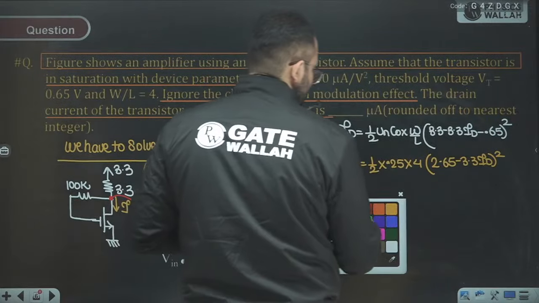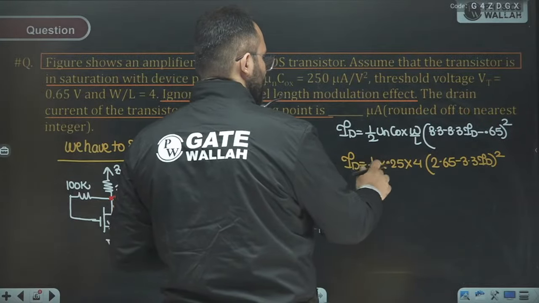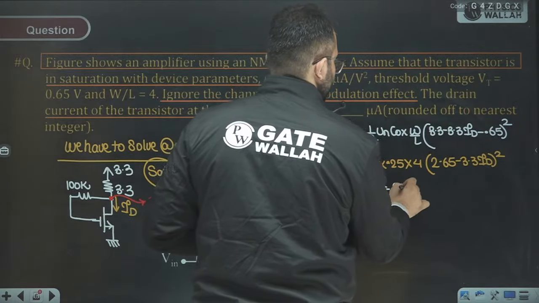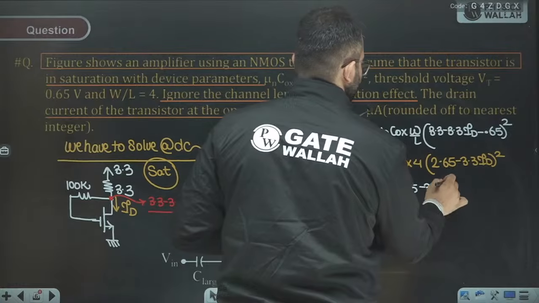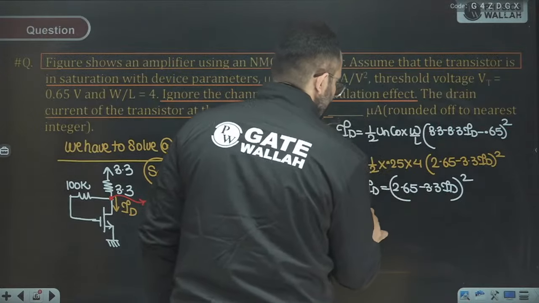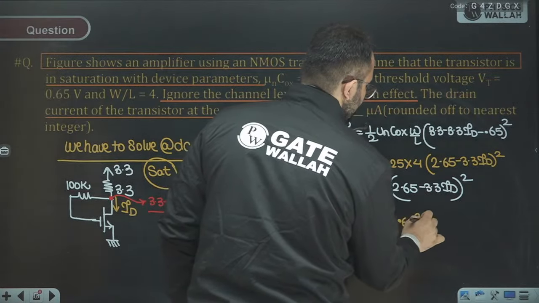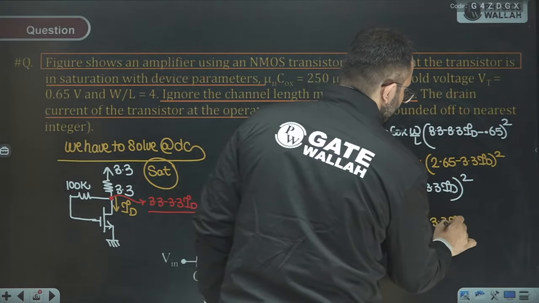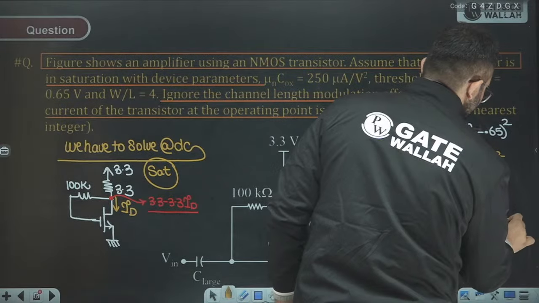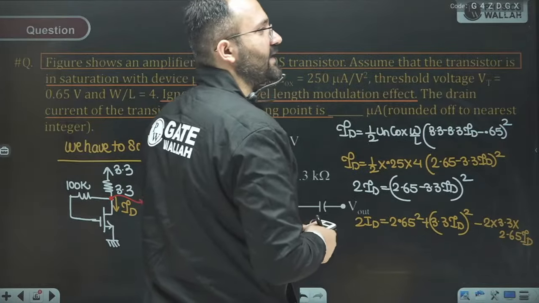Now we can solve this. This will come out to be 2 ID equals (2.65 minus 3.3 ID) whole square. Now we have to solve this simple quadratic equation. So 2 ID equals 2.65 whole square plus (3.3 ID) whole square minus 2 multiplied by 3.3 multiplied by 2.65 ID. Just solve this quadratic and get the answer, friends.